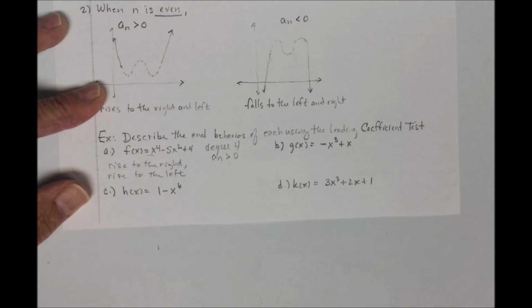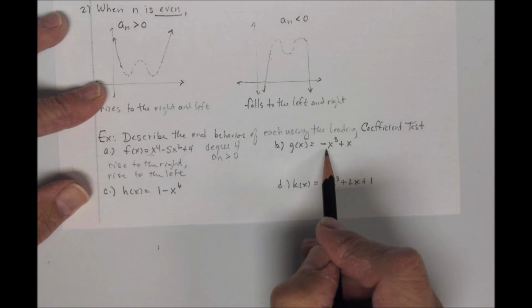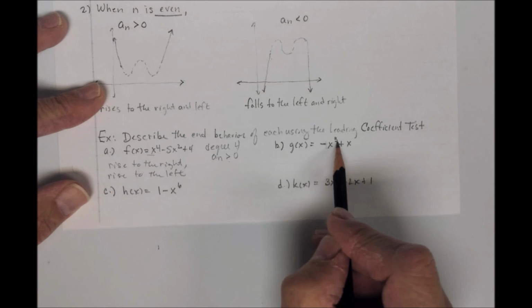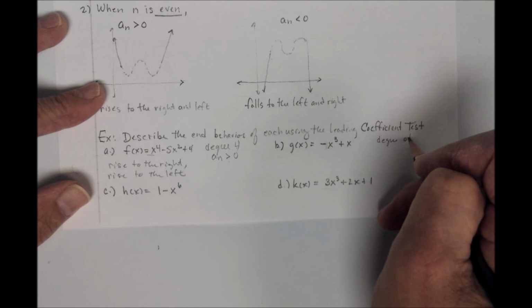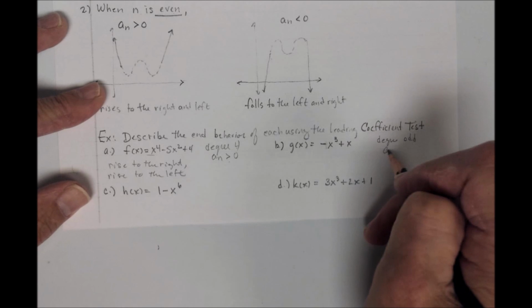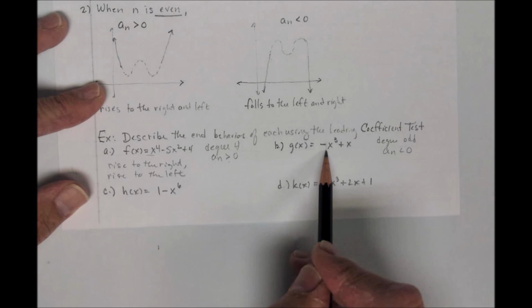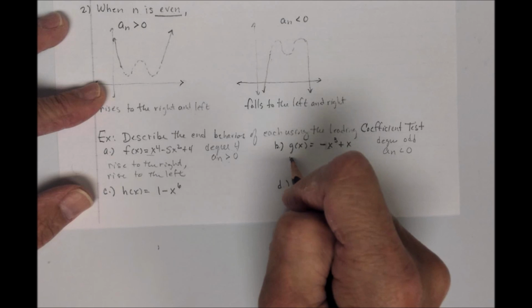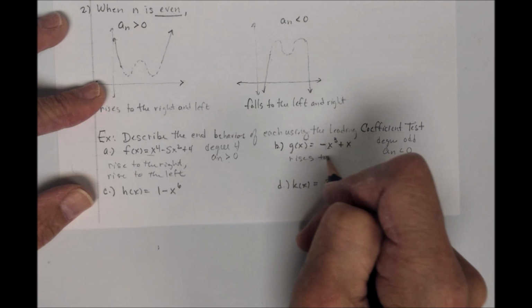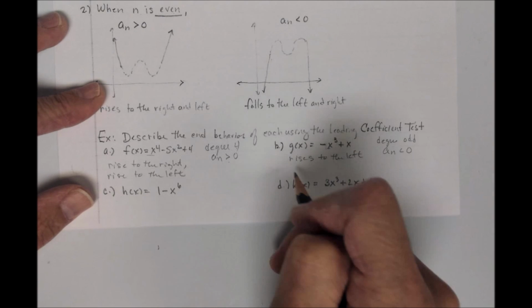Now here my lead coefficient is a -1, and my degree is odd. So degree odd, you don't have to write it out, you just have to keep it straight, and my lead coefficient is negative. Well, remember, if the degree is odd, one end goes up and one end goes down. Which one's which? Well, when the lead coefficient is negative, it goes down to the right, up and to the left. So it rises to the left, and it falls to the right.